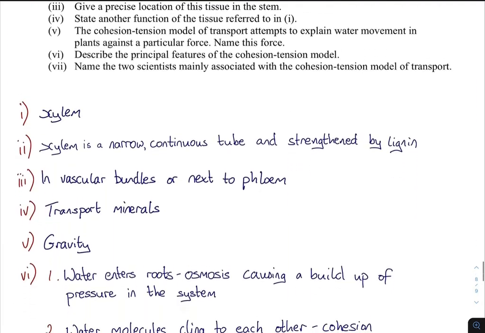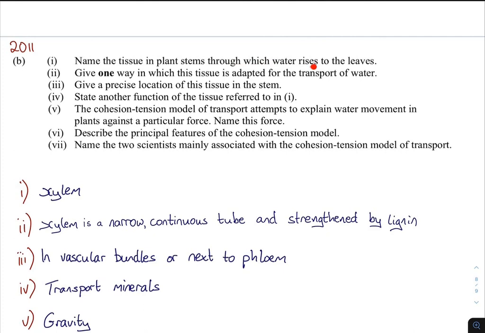Now, last question, guys. Name the tissue in plant stems in which water rises. Okay, so that's your xylem here. That's handy enough. Give one way in which the tissue is adapted for this. Well, I've said three ways here. Xylem is narrow, continuous tube, strengthened by lignin. Give a precise location of this in the stem: vascular bundles, next to the phloem. State another function of the tissue referred to in part I. Okay, so xylem actually does two things. It transports water and it transports minerals. Now, it's important here, minerals enter the root by means of diffusion, not osmosis.